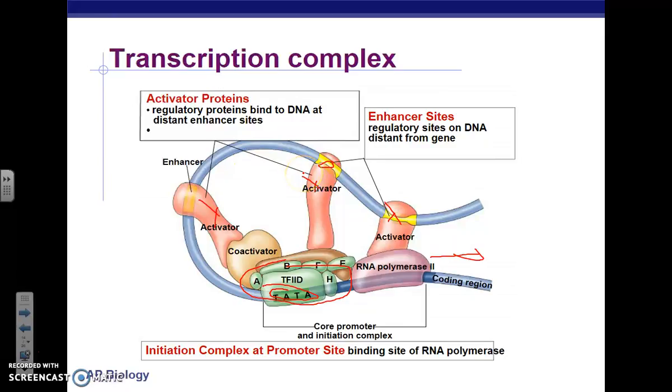There are also repressor proteins, though they're not really called repressor proteins. Usually they're called silencers, but different from the repressor protein in the operon. What they do is they bind to the enhancers as well, but they block activators from binding. So as a result, the activators can't bind, and then RNA polymerase can't be brought to the DNA.